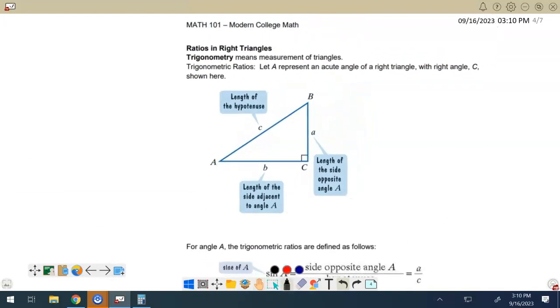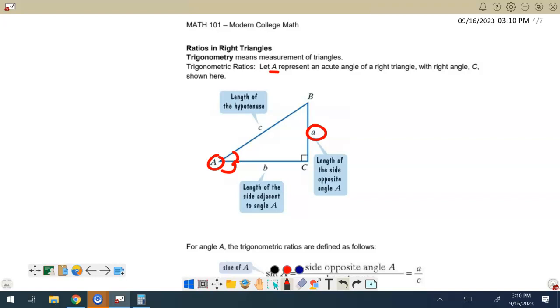So this one's pretty interesting. Trigonometry means measurement of triangles. I guess that's what the literal translation is. Trigonometric ratios: let A represent an acute angle. So notice that's a capital A. So we're letting A represent these angles here. And lowercase a represents the length of the side opposite of that angle, right?